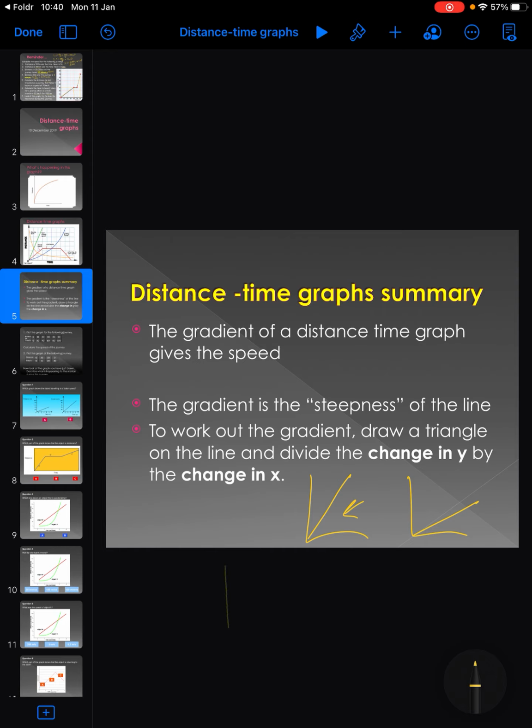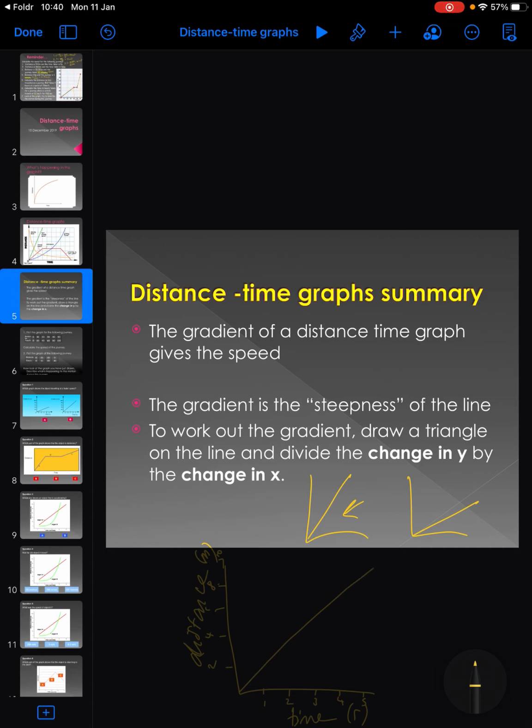So let's draw a graph, and this is time on the bottom and distance up the side. Oh, we've got to put units in, so that's meters, and this is seconds. And let's go 1, 2, 3, 4, 5 there, and 2, 4, 6, 8, 10 up the side. And let's have a nice little line that goes like this. Right, I hope that's roughly it.